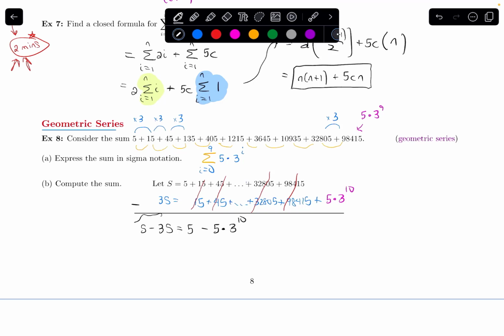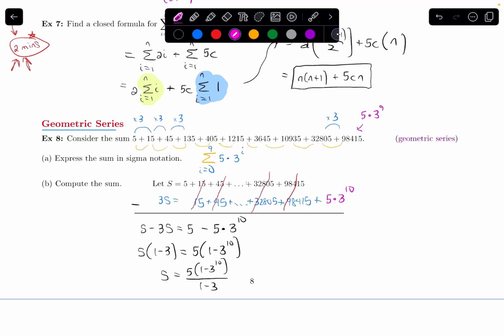And I could simplify the left-hand side to negative 2s. Let me deliberately keep it like this for now, because it's going to generalize to a formula, which I'll point out right after this. Instead, if I factor out s from the left, I get s times 1 minus 3 equals, I can factor a 5 out of the right and get 5 times 1 minus 3 to the 10. And then I divide this thing in the parentheses, and I get s will be equal to 5 times 1 minus 3 to the 10 all over 1 minus 3.